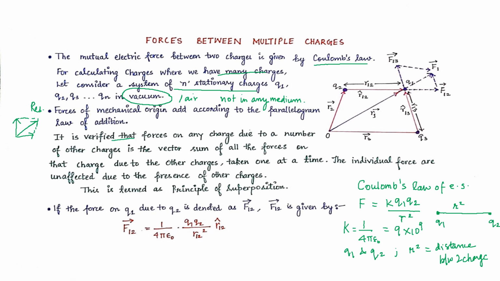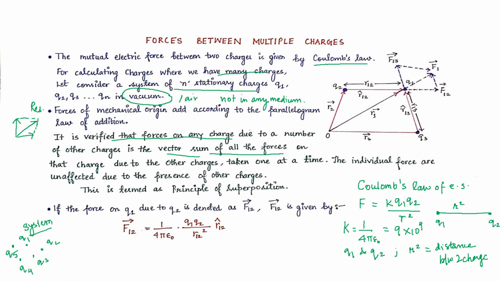It is verified that the force on any charge due to a number of other charges is the vector sum of all the forces on that charge due to the other charges taken one at a time. The individual forces are unaffected by the presence of other charges. The statement here says that in a system of charges, like we have Q1, Q2, Q3, Q4, Q5 randomly placed, I will name them Q1, Q2, Q3, Q4 and Q5.